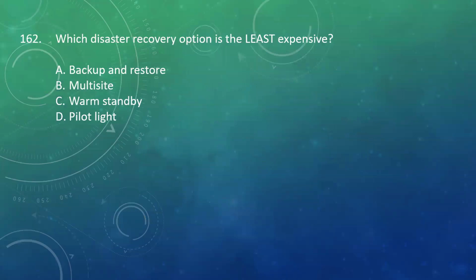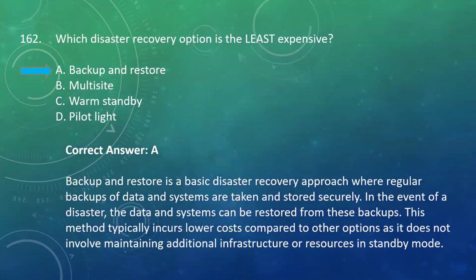Next question. Which disaster recovery option is the least expensive? Your options are backup and restore, multi-site, warm standby, pilot light. The least expensive disaster recovery option is backup and restore. It is the basic disaster recovery approach where regular backups of data and systems are taken and stored securely. In the event of a disaster, the data and systems can be restored from these backups. This method typically incurs low cost compared to other options, as it does not involve maintaining additional infrastructure or resources in standby mode.